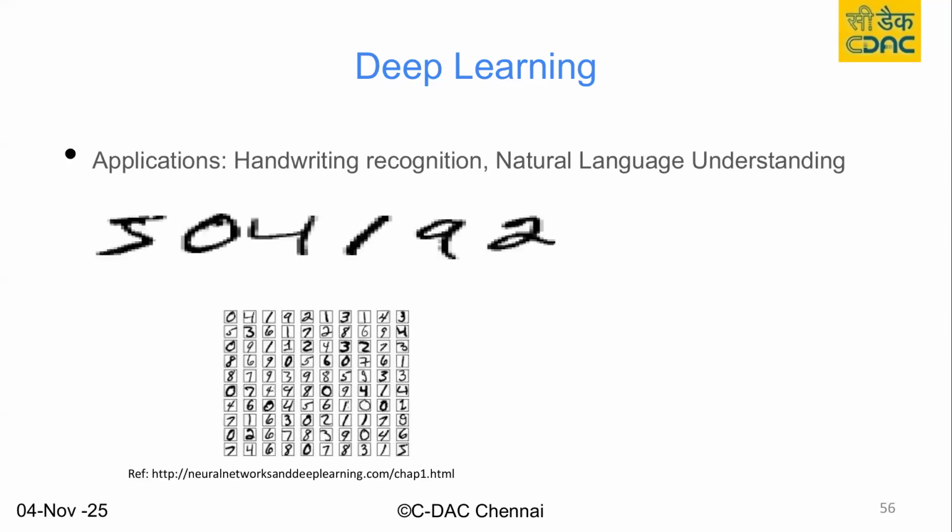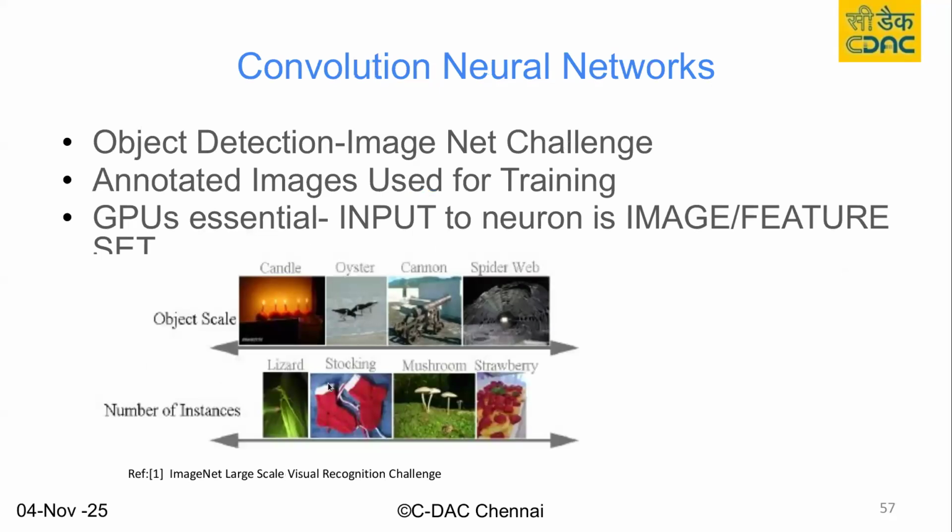So, as I said, many applications like handwriting recognition, natural language understanding, etc., become much more accurate. One such dataset was called ImageNet, released during that time with 1,000 different object names. Here we have the candle image, oyster image, cannon image, spiderweb image. All those images were present along with the labels. So 1,000 such objects like candle, oyster, lizard, stocking, mushroom, strawberry, etc.